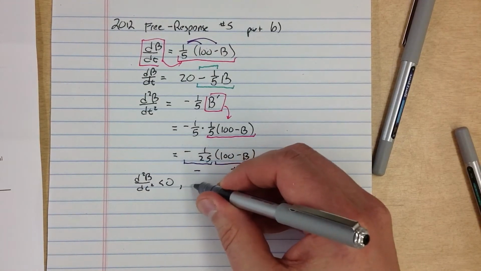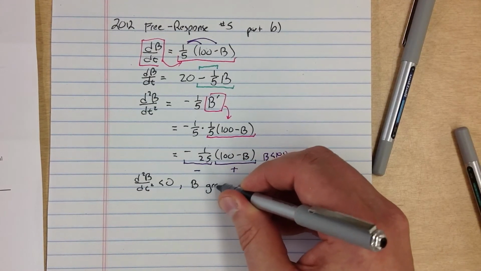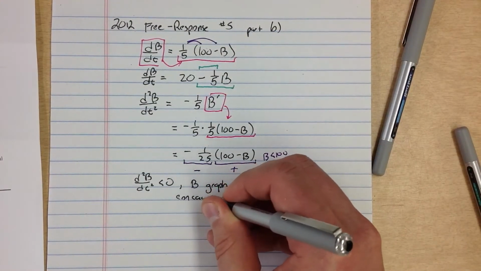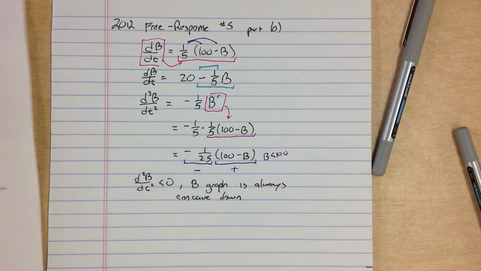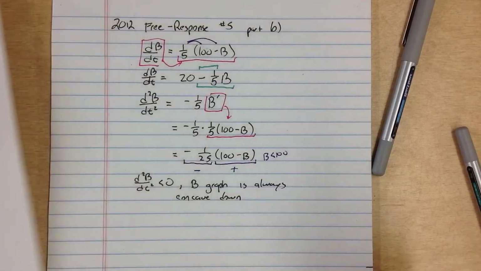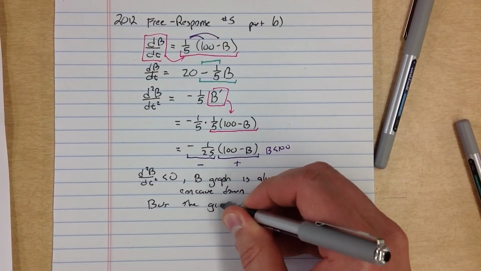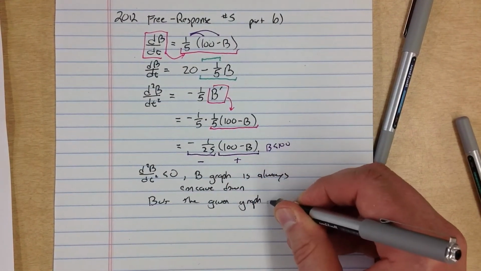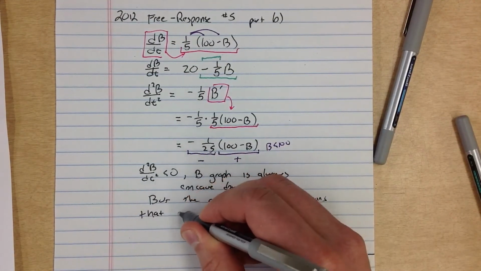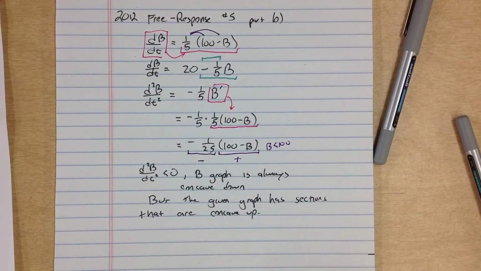That means the graph of b, let's put it this way, the b graph is always concave down. But this graph is sometimes concave down and sometimes it's concave up. So the given graph has, let's put it this way, has one section really, that is concave up. Therefore, it cannot be that graph.